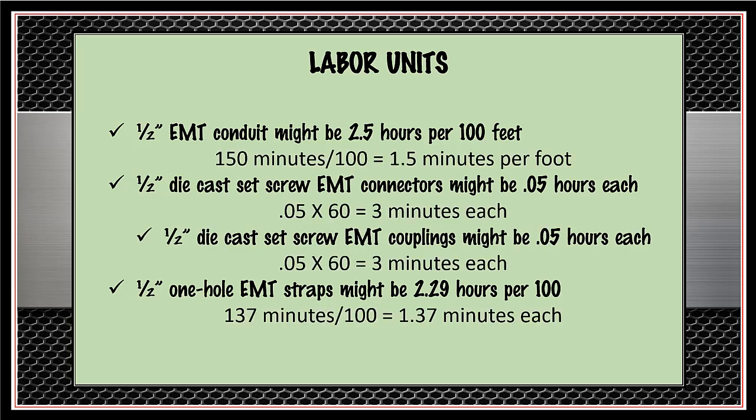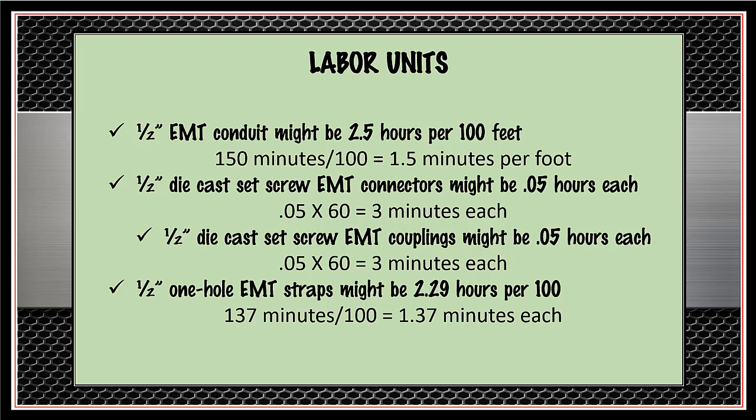Labor units are expressed in hundredths of an hour. To convert labor units to minutes, you would simply multiply the decimal by 60 minutes. For example, the die-cast set-screw EMT couplings above would require an installation time of 0.05 times 60, which equals 3 minutes each. In the case of the half-inch one-hole EMT straps listed above, the time listed is for 100 straps. So you would need to divide the allotted time by 100.